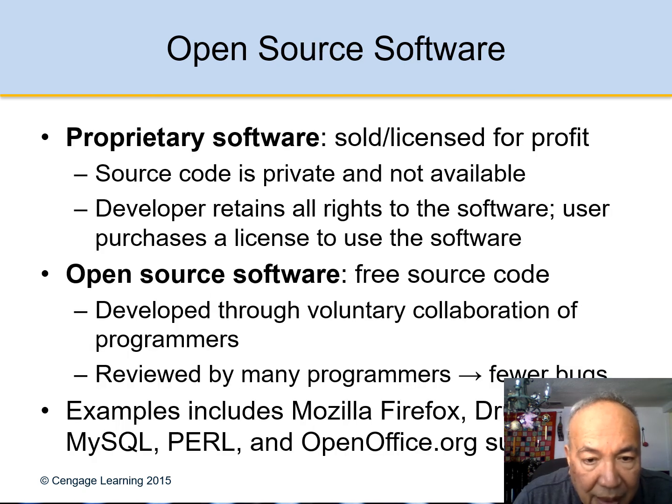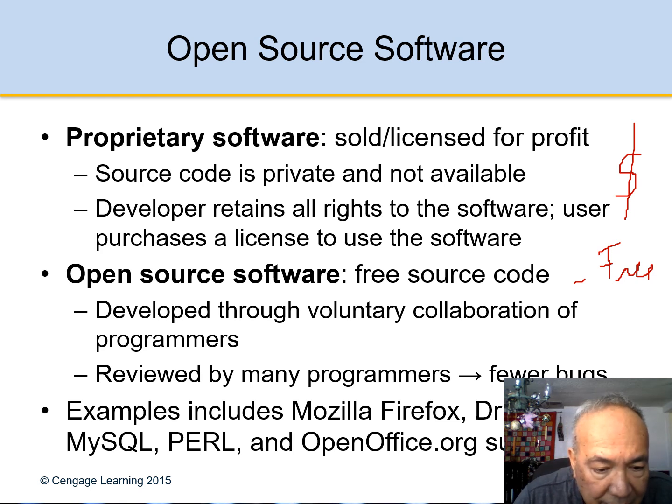Now, what is open source? There is proprietary software, and proprietary means like Microsoft. You have to buy from them to be able to use their product. This one is free. You can just use it. It's free on the market.